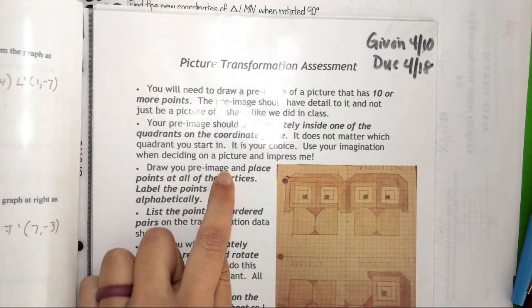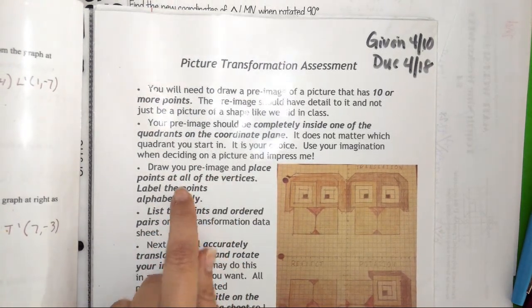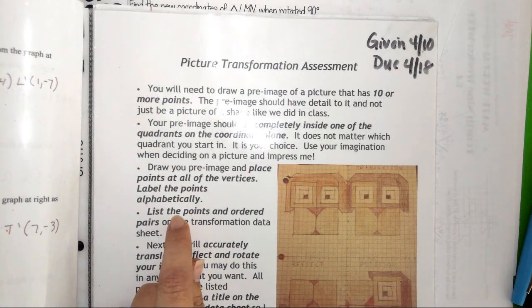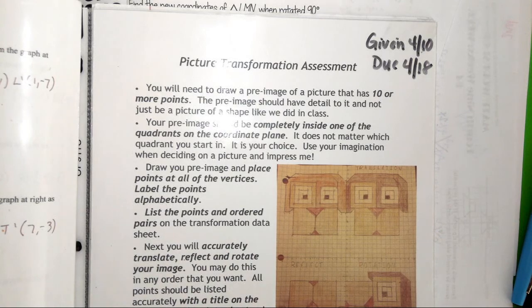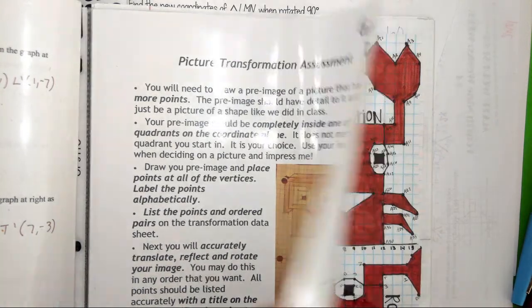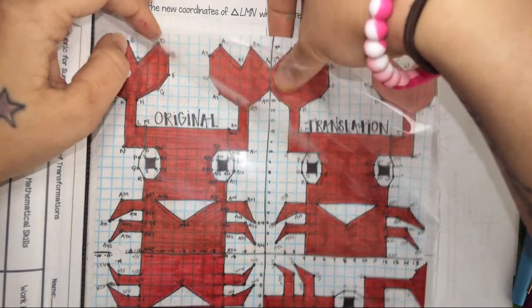Alright, so it says draw your pre-image and place points at all of the vertices and label the points alphabetically. List the points in ordered pairs on the transformation data sheet, which you are going to have to make. You have to make that. And here is what it can look like.